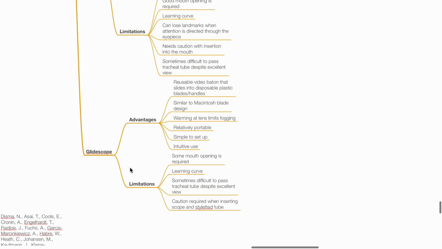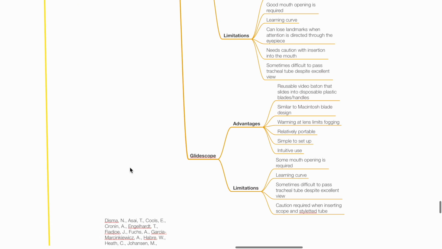Regarding the Lightscope, advantages include a reusable video baton that slides into disposable plastic blades or handles. It is similar to the Macintosh blade design. Warming of the lens prevents fogging. Relatively portable, simple to set up, and intuitive to use. Limitations include mouth opening is required. There is a learning curve. Sometimes it is difficult to pass a tracheal tube despite an excellent view. Caution is required when inserting the scope with styletted tubes.